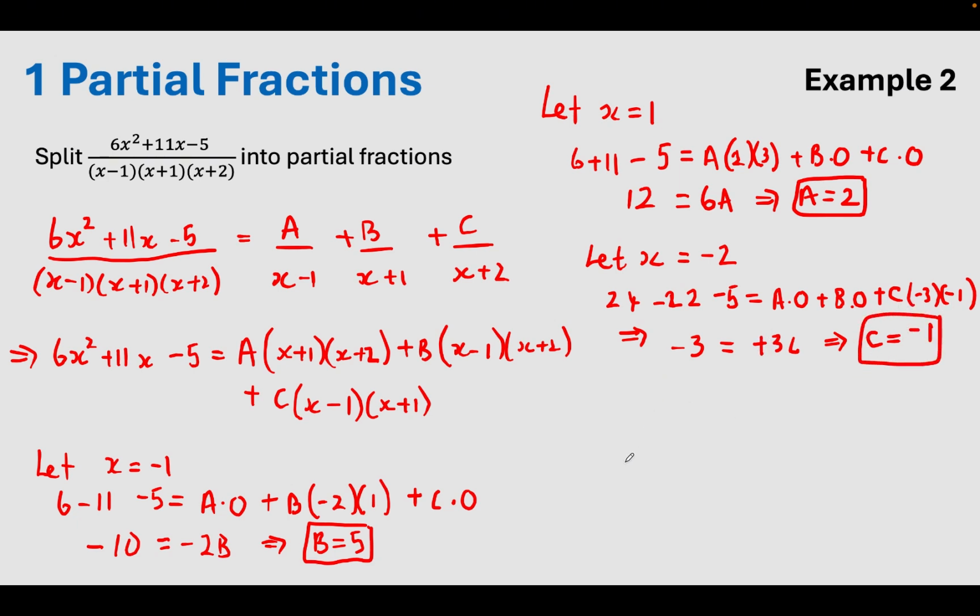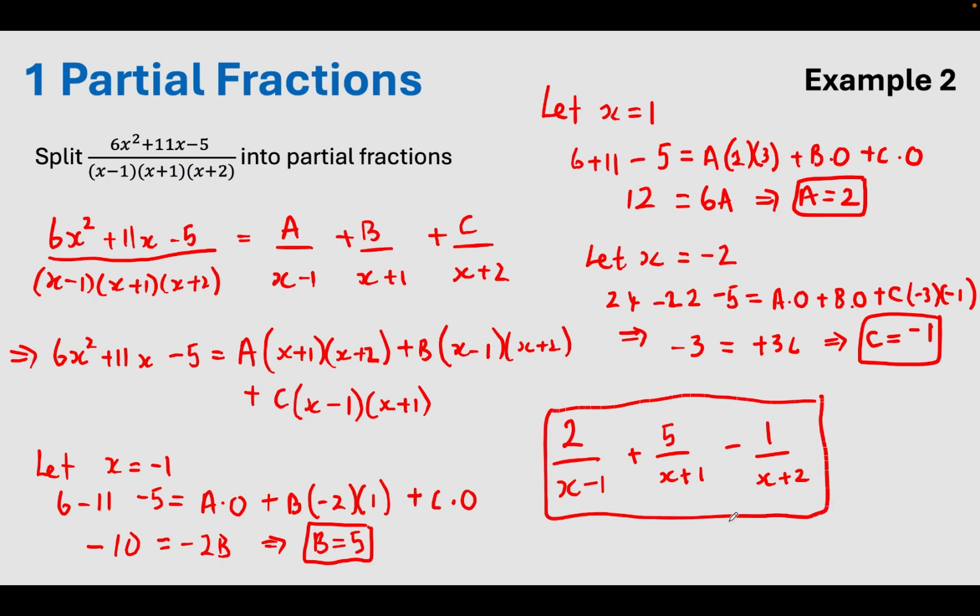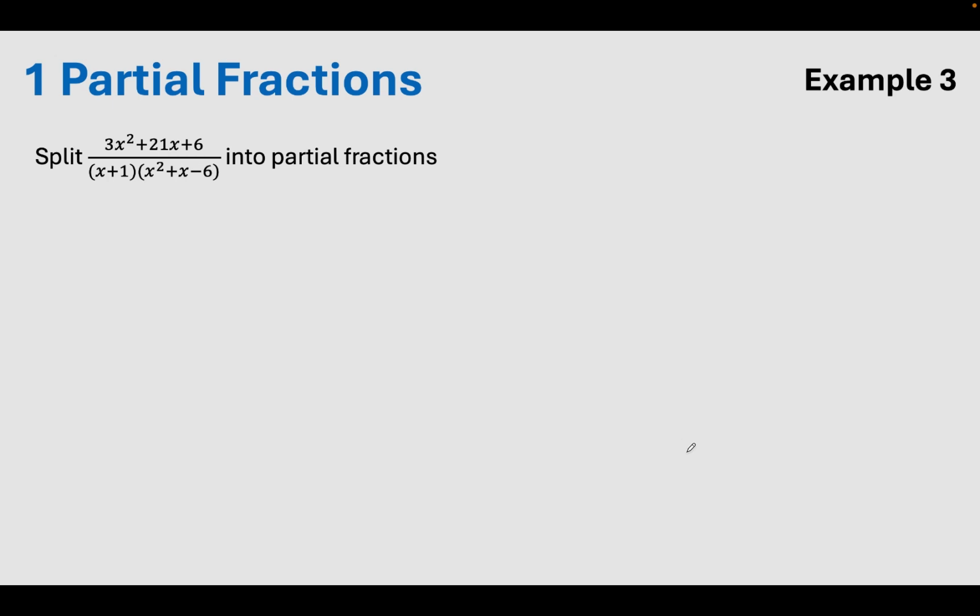My mistake. Okay, so this will then become 2 over x minus 1 plus 5 over x plus 1 minus 1 over x plus 2. And that's the final form for this one. Okay, right, let's have a look at example 3.